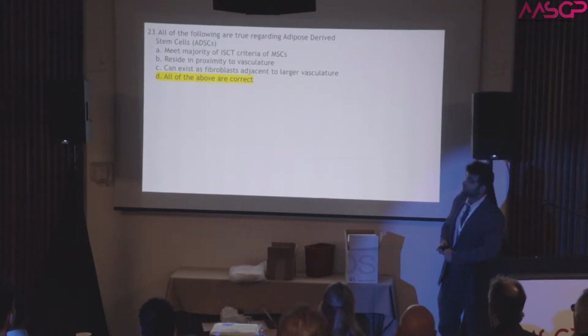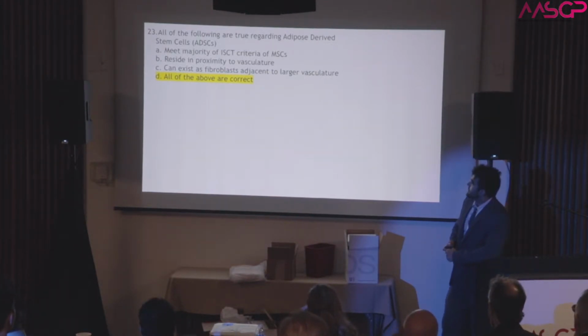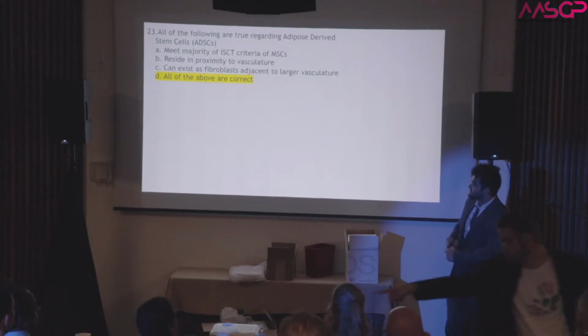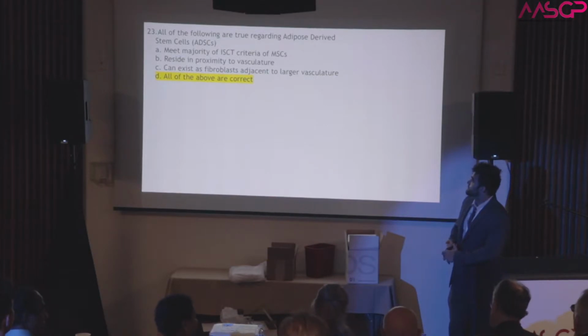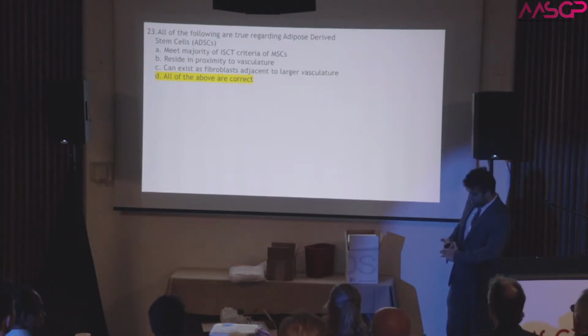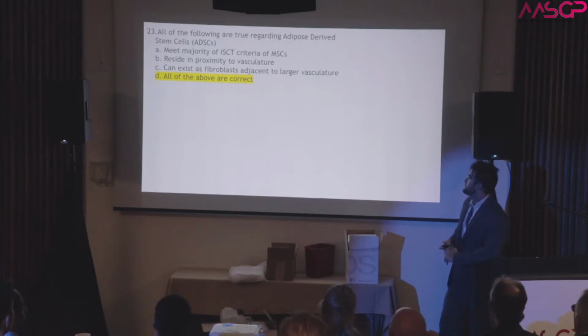All the following are true regarding adipose-derived stem cells, except these are actually all correct. They meet the majority of induced stem cell criteria. MSCs reside in proximity to the vasculature, and they exist as fibroblasts adjacent to the larger vasculature. So just make sure you understand the definitions. You're seeing a lot of questions about stromal-derived factor, MSCs, and adipose-derived stem cells. Make sure you know the definitions as well.